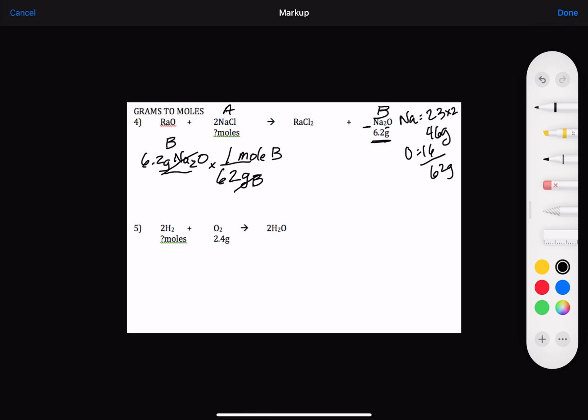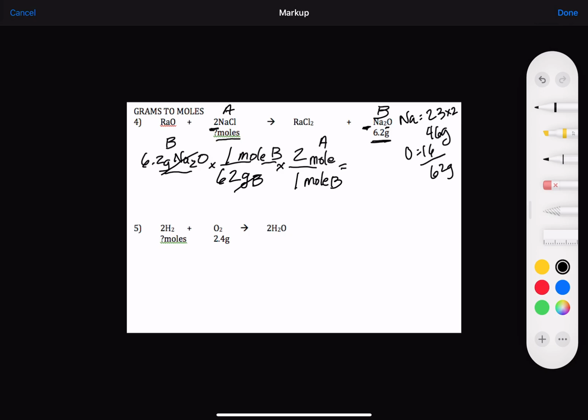Now that's our bridge between this compound, sodium oxide, to sodium chloride. So now we can use the coefficient, which is the mole ratio. So since I have moles of B on top here, moles of B go on the bottom. And then moles of A, which is our sodium chloride, goes on top. So the coefficient in front of sodium oxide is a 1, and in front of sodium chloride is a 2. So we're going to stop there because we are just trying to figure out moles. We're not trying to find grams, so we don't have to convert sodium chloride to grams.